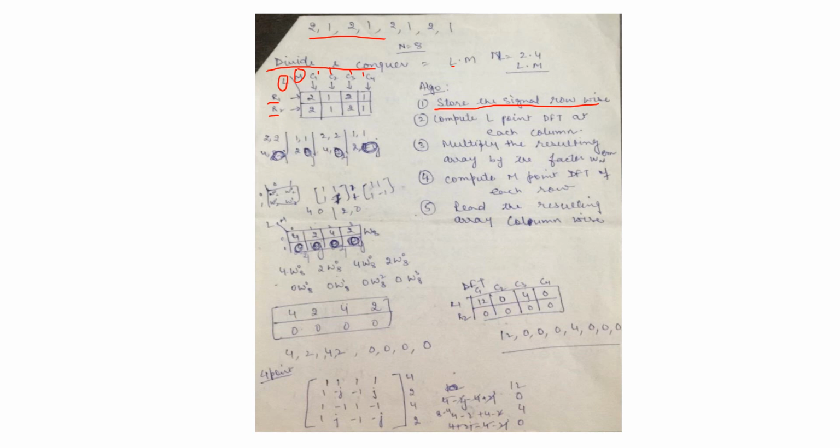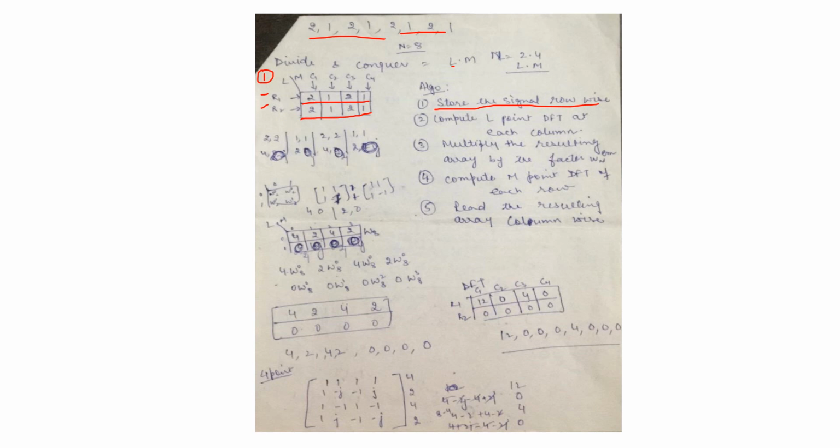Row wise means you have to complete the first row, then go to the second row. The signal is 2 1 2 1, so write in the first row 2 1 2 1. Next is 2 1 2 1, go to the second row and write 2 1 2 1. So the first step is to write the signal row wise. I assumed 2 rows and wrote the signal 2 1 2 1 2 1 2 1.